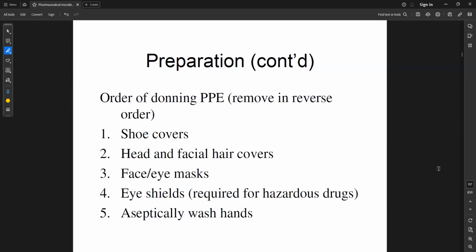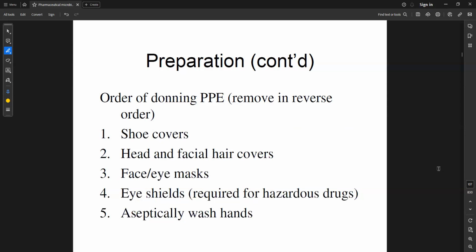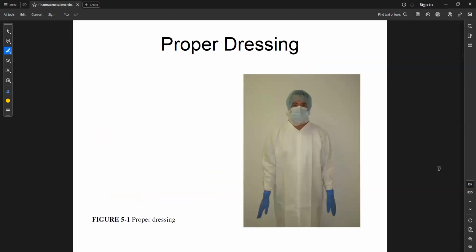So, the order of donning PPE: you start with shoe covers, then head and facial covers, face and eye masks, eye shields, then aseptically wash hands, then you wear your non-shedding gown, clean hands with waterless alcohol and scrub. Finally, the last thing you put on is your gloves. So this is how properly worn PPE should look.